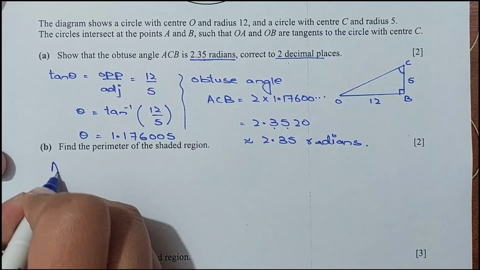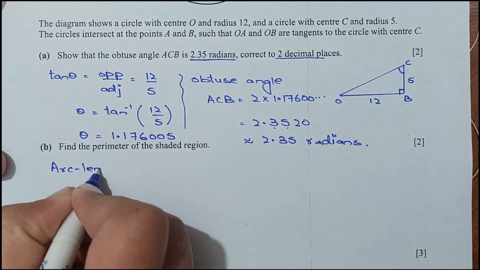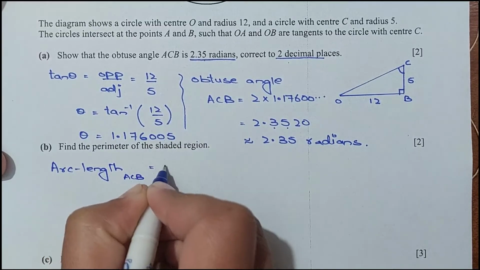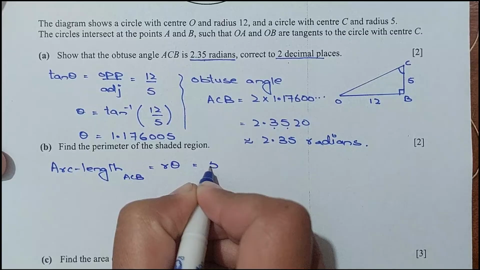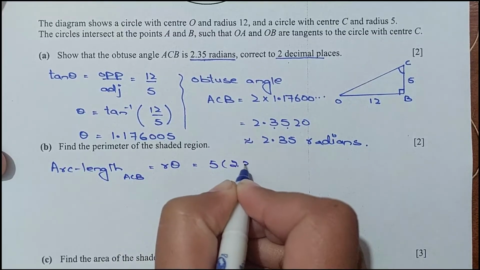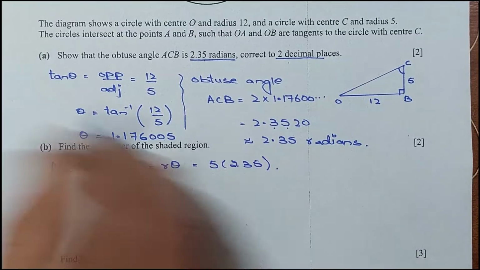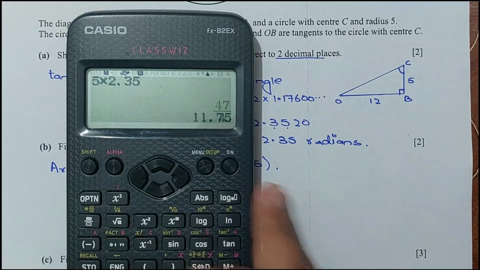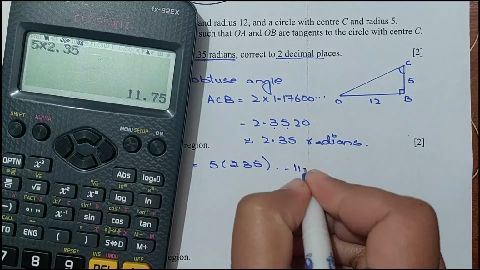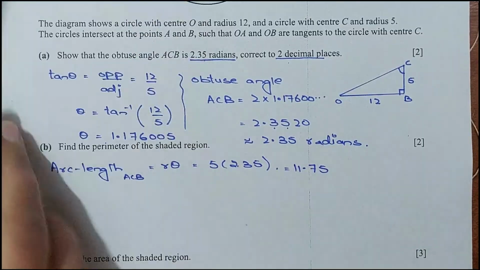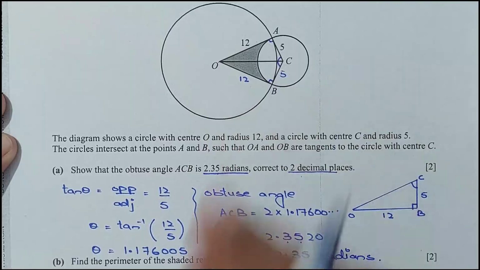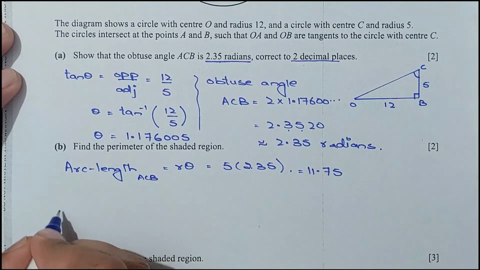So we can say the arc length ACB is radius times theta. Radius is 5 and the theta is 2.35. We just got 5 times 2.35. This is 11.75. Okay, so that arc length is 11.75 plus 12 plus 12. That would be the perimeter.